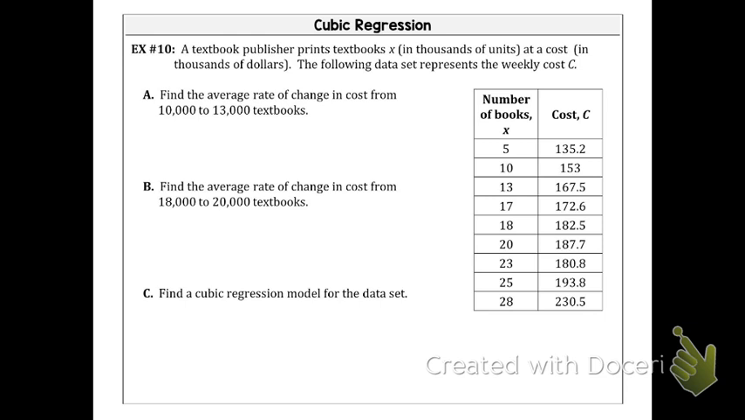All right, example 10. A textbook publisher prints textbooks X in thousands of units at a cost in thousands of dollars. The following data set represents the weekly cost C. Part A says find the average rate of change in cost from 10,000 to 13,000. Remember, average rate of change is just the slope between two points of a nonlinear function. So we're going to go find that average rate of change.